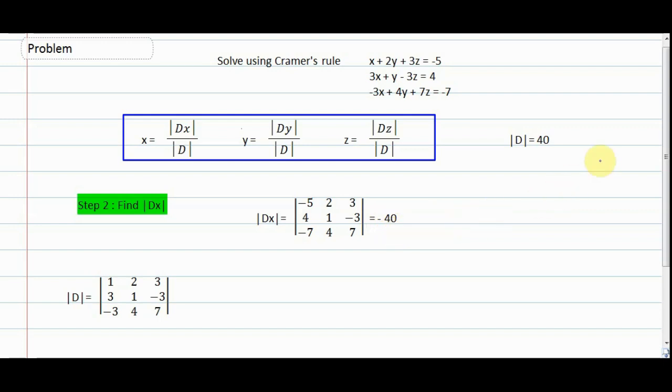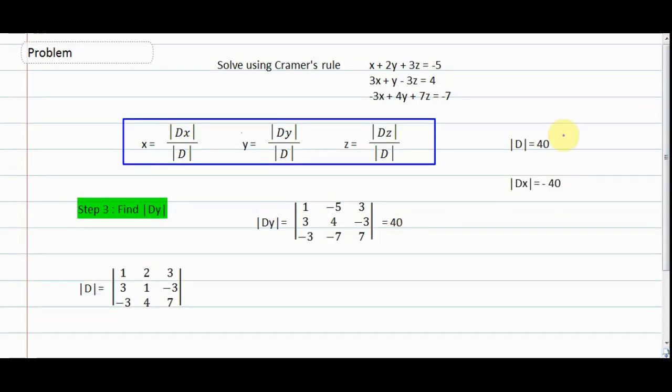Okay, now the next step is to calculate determinant of dy. dy is obtained by replacing the second column of d with minus 5, 4 and minus 7. So here you can see that the second column has elements minus 5, 4 and minus 7. So that is how we get dy. Find out determinant of dy. You will get it as 40. Okay. Now let's move on to step number 4.